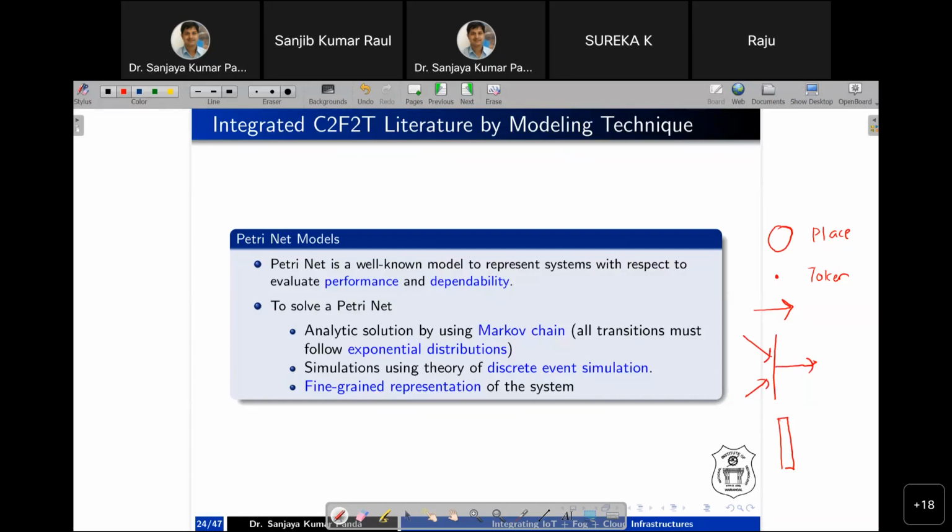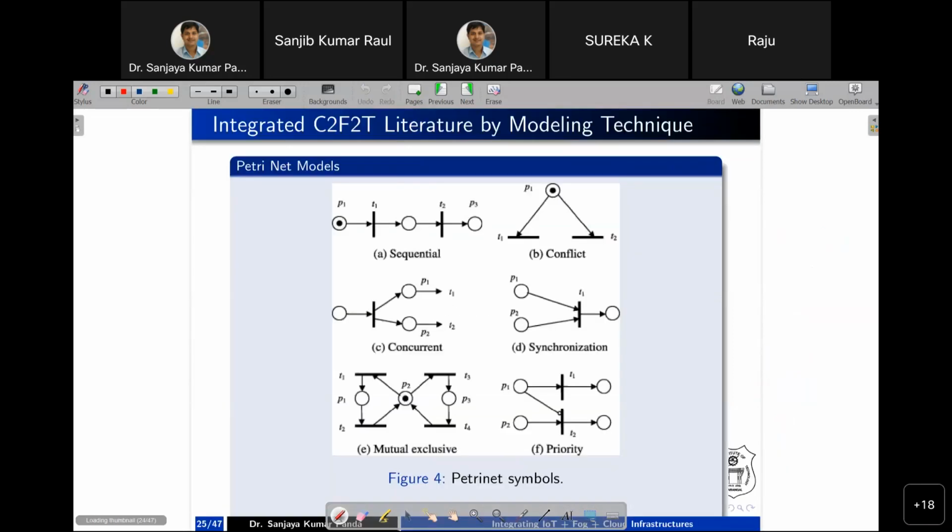So let us see a simple model. These are the symbols generally used in order to design a Petri net model. You can go for sequential, you can go for conflict. Conflict means you have to choose either T1 or T2. Like if you have two options in a particular case, you have to choose either the first option or the second option. Similarly, concurrent, at a time you can execute two things. Similarly, we need synchronization, mutual exclusion, and priority. These are the different symbols that are used in a simple Petri net model.